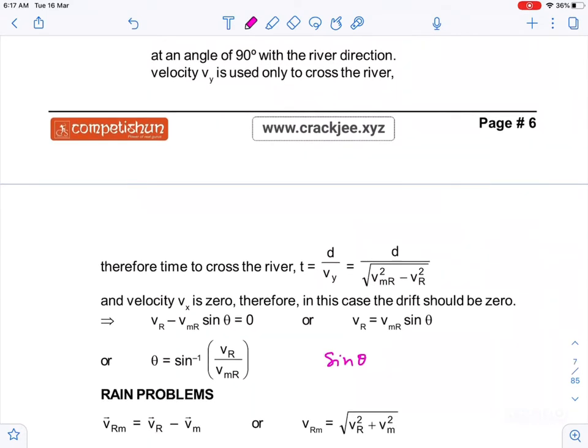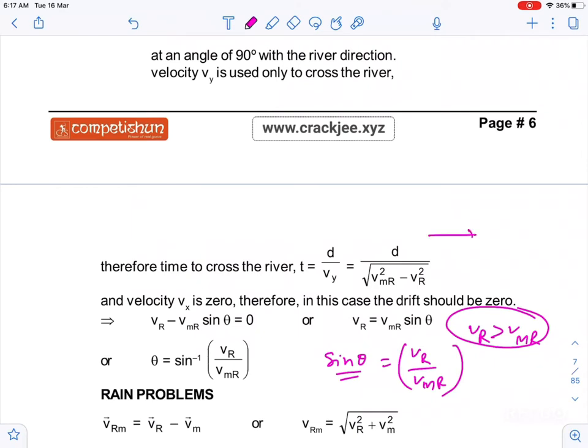So you should remember this formula: sine theta is equal to Vr by Vmr. You should keep one thing in mind: if theta is 90 degrees, sine theta cannot be greater than 1. So if the velocity of the river is greater than the velocity of the man with respect to the river, in that case drift zero is not possible.